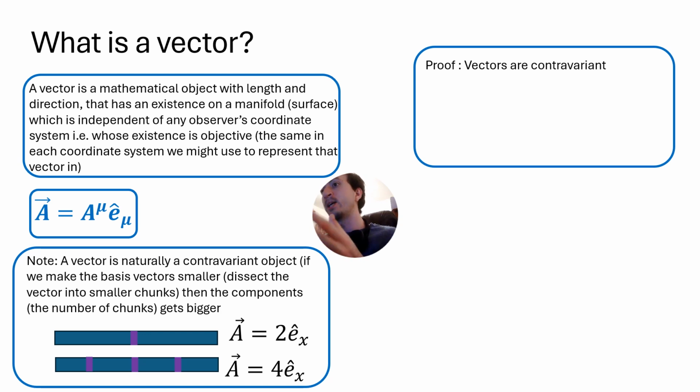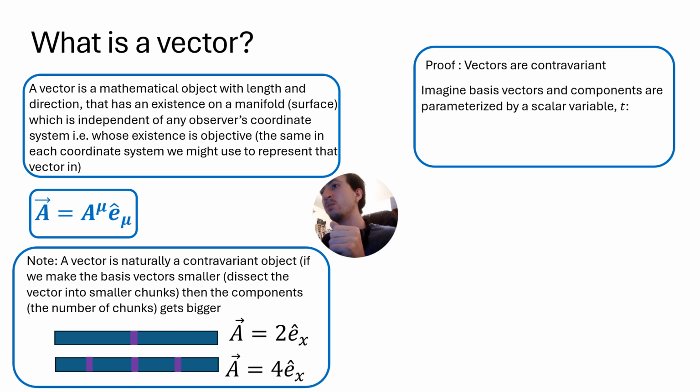So if we make the basis vectors smaller, the components get bigger. To do that, we need some way of changing the basis vectors and components. So I'm imagining that the components are some function of t, and the basis vectors are some function of t, and t is controlling the size of these objects. And importantly, A^μ as a function of t is going to be a different function to e_μ as a function of t. But we're parameterizing both the components and the basis vectors in terms of t, which can control their size.